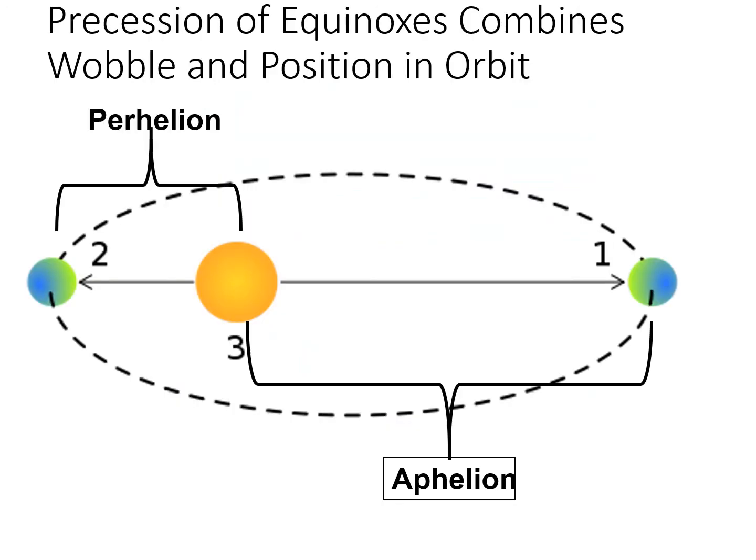When the Earth's orbit is circular, the precession of equinoxes has no effect. However, when it is elliptical, the Earth is sometimes closer to the Sun, referred to as perihelion, and sometimes farther from the Sun, referred to as aphelion.